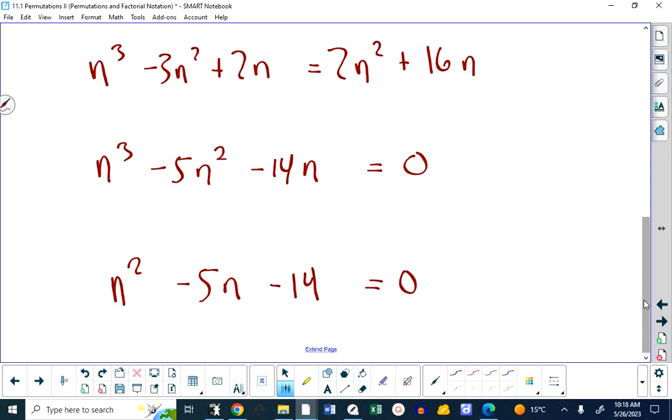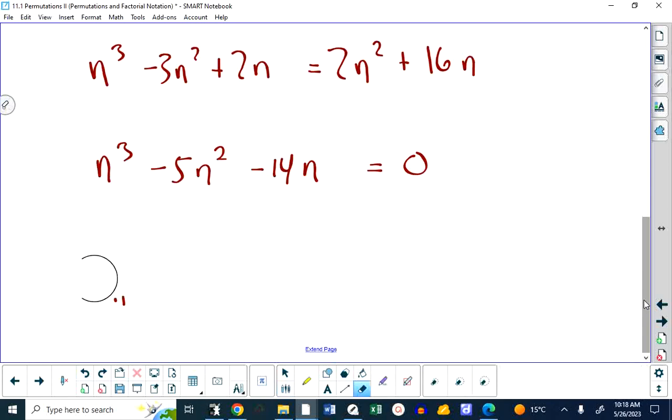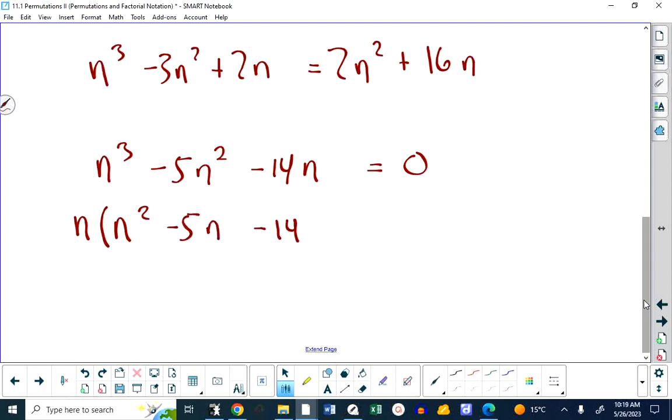It's why even if you factor out a common factor in an equation, I've tried to impress, you just leave it there. It's not hurting anybody. Just leave it there. So what do we do instead? We factor the n out and have n squared minus 5n minus 14 equals 0. And now I can factor that quadratic.